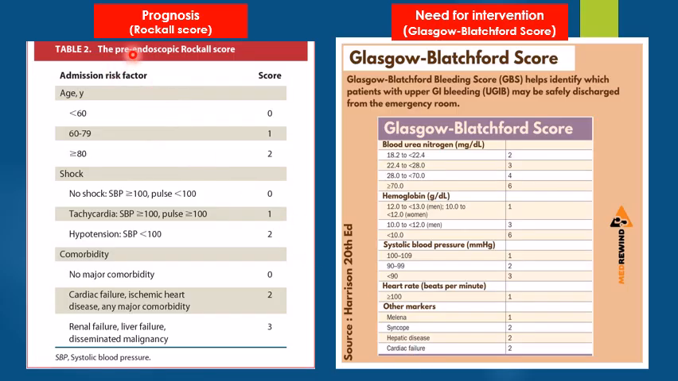Okay, these are the Blatchford score on the right here, which assesses need for intervention, and your Rockall score. These are the parameters that you have to assess, which I have gone through in detail in the last lecture.